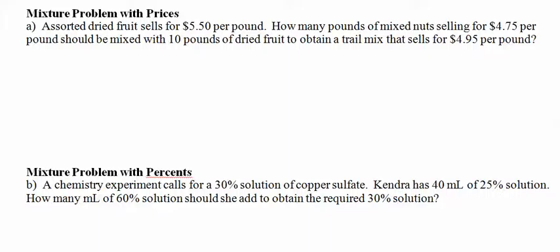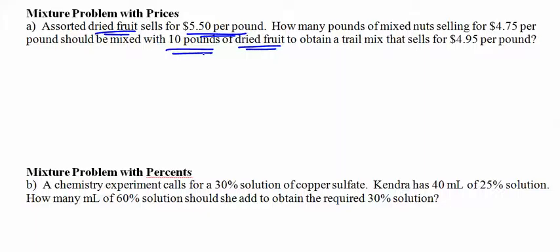Assorted dried fruit sells for $5.50 a pound. How many pounds of mixed nuts should be mixed with 10 pounds of dried fruit to obtain a trail mix that sells for $4.95 per pound? So here's my dried fruit, which the first few times I read this question, I got a little lost.